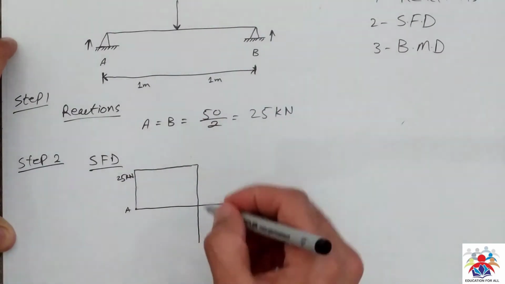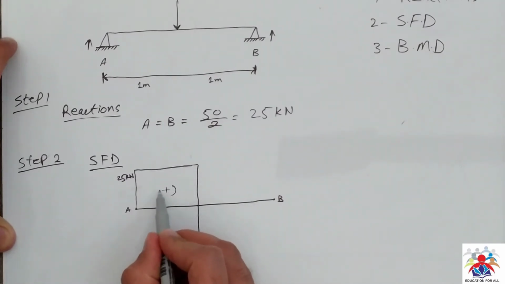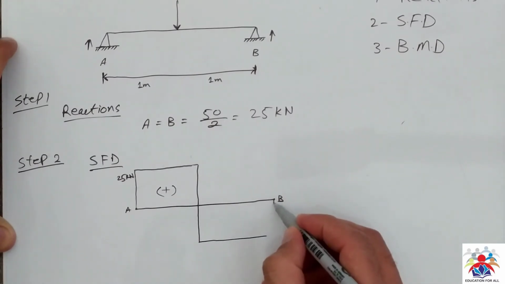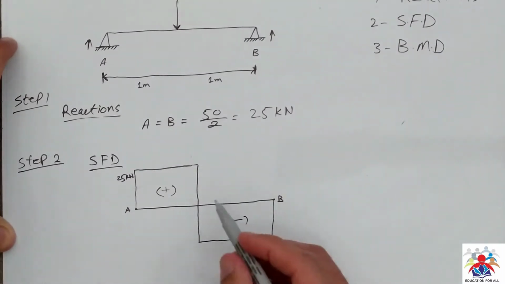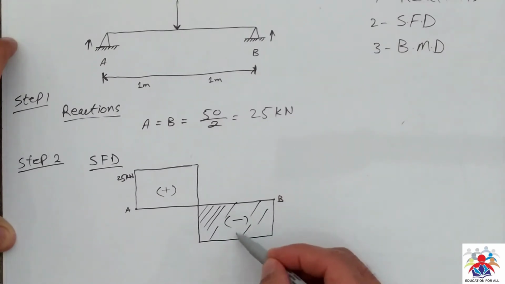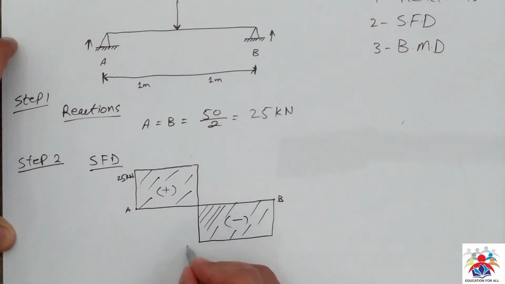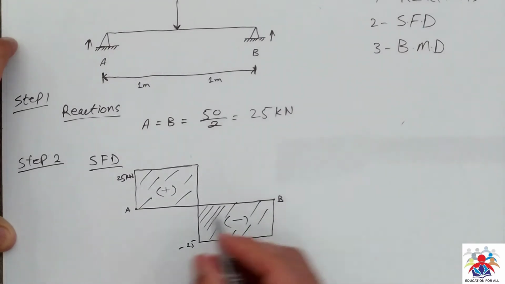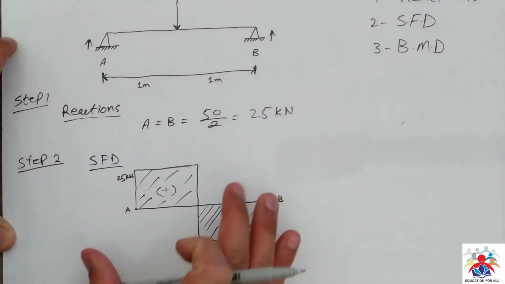Once you have gone down to 25 kilonewton downwards, this is our positive area and this is our negative area. So that's our negative area. So this is our shear force diagram. Okay, this is 25 minus, and we have a complete diagram. This is how you can draw a shear force diagram.